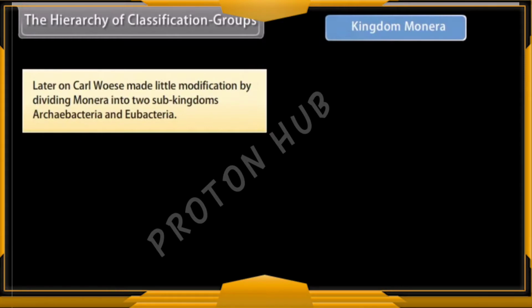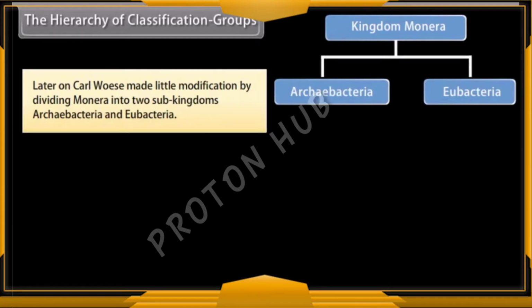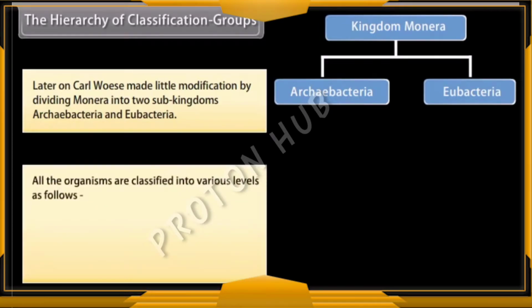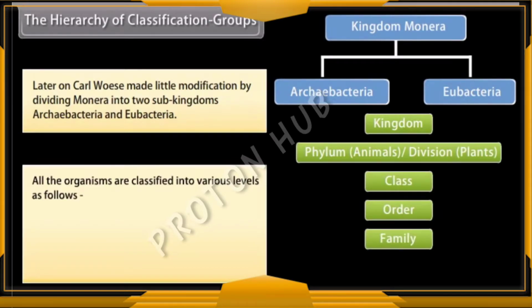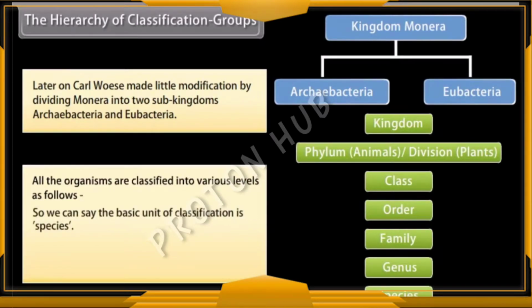Later on, Carl Woese made a little modification by dividing Monera into two subkingdoms, Archaebacteria and Eubacteria. All organisms are classified into various levels as follows: kingdom, phylum for animals or division for plants, class, order, family, genus, species. So we can say the basic unit of classification is species. Now we are going to discuss important characters of the five kingdoms.